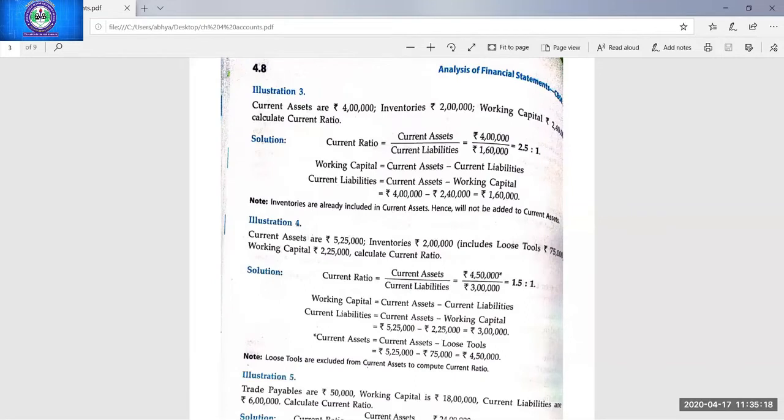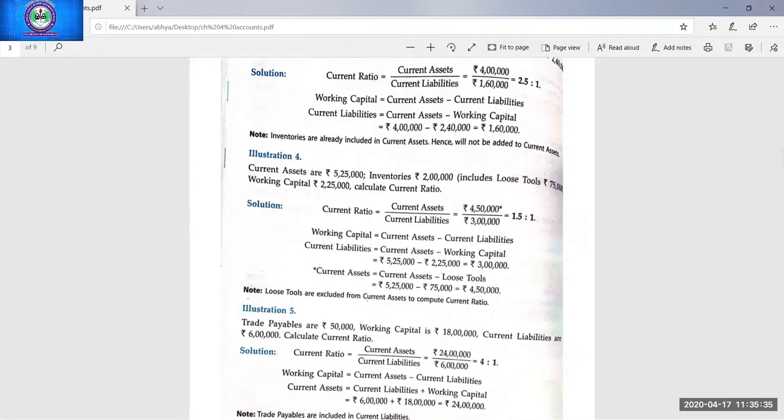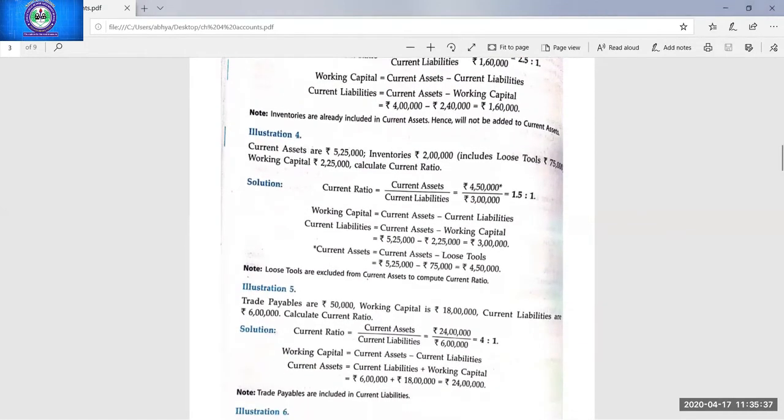But when current assets are given and loose tools are separately given, then always you have to deduct the loose tool. Why? Because in current assets, inventory must be included, and in inventory, loose tool must be included. So we have to deduct loose tool. Okay, now I'm showing the answer. Answer is 4:1. Very good, students. Varun, Anushka. Anushka Bansal, you have done something wrong, I think.